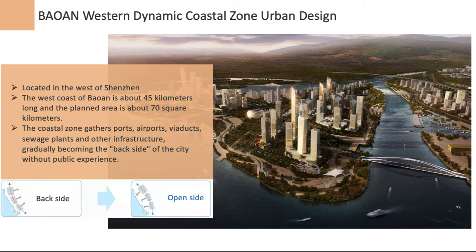The coastal zone gathers ports, airports, viaducts, sewage plants, and other infrastructure, gradually becoming the backside of the city without public experience. This design is intended to change the old core of purchasing and manufacturing, and turn the back of the city into positive development. It wants to make the western zone's backside become the open side.